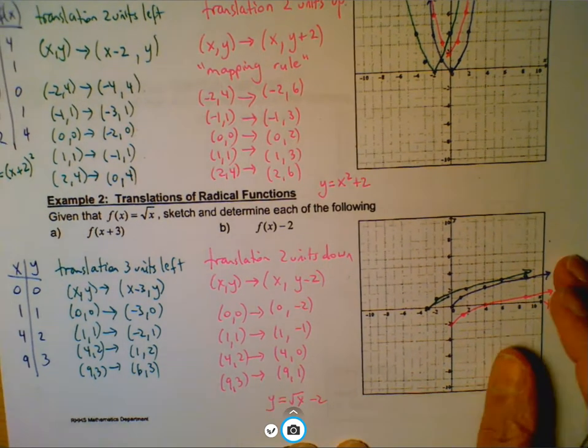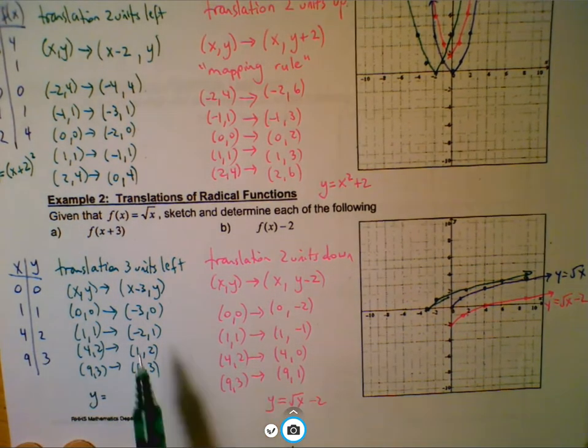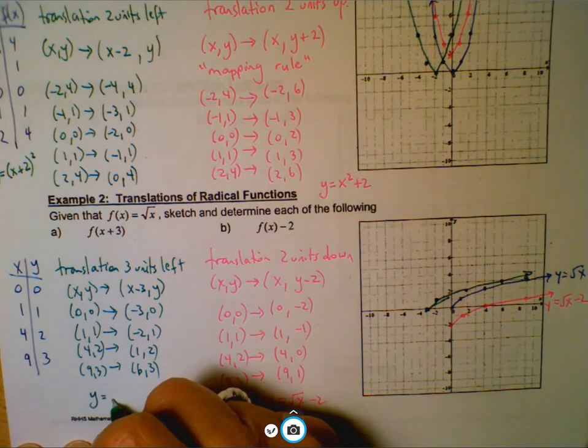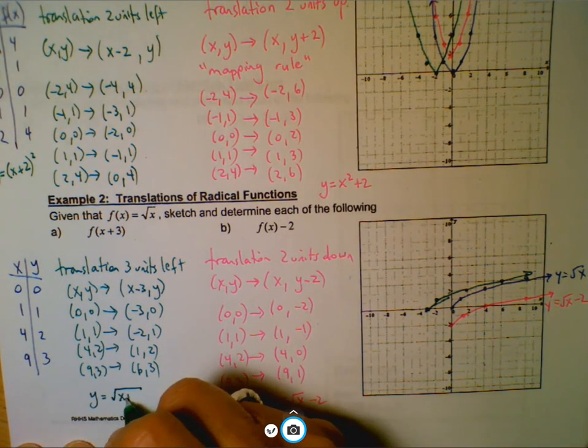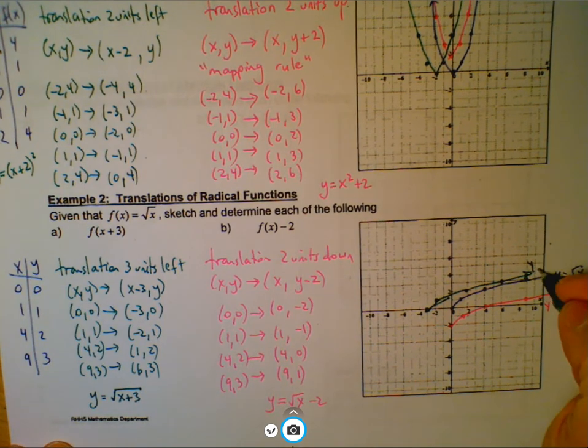All right, and what is the equation? So look where our x plus 3 is. It's the input to the f of x. So the input becomes x plus 3. And so that is our equation.